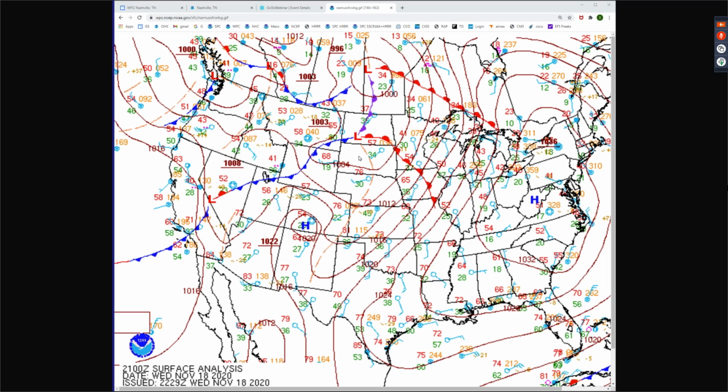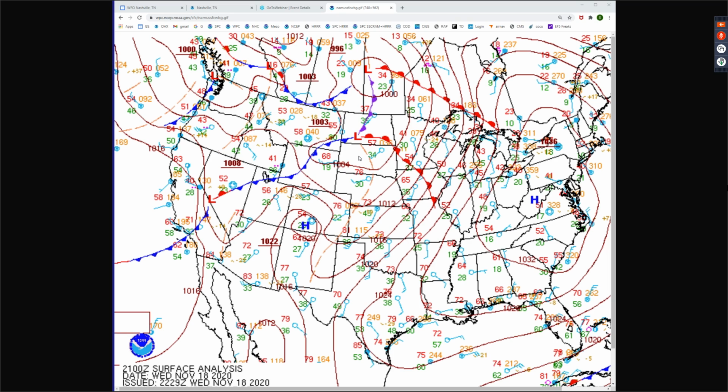But the one thing I wanted to point out today, because it's so perfect, is see how tightly packed the isobars are from the Great Lakes to the southwest down into Texas. See how tightly they're packed? The closer those isobars are together, the stronger the wind. So much like we're going to experience tomorrow, that weather pattern is going to dive down southeast and continue southeast tomorrow, and it's going to be windy here tomorrow.